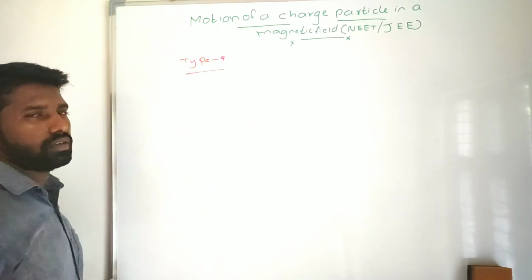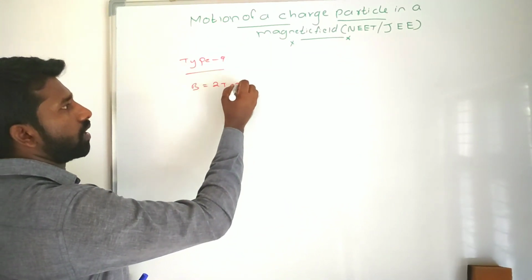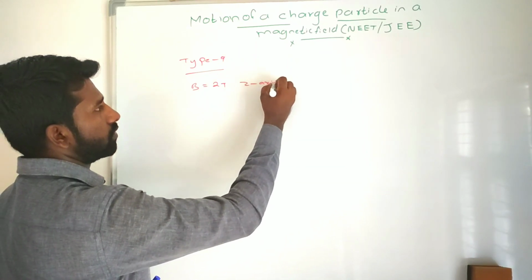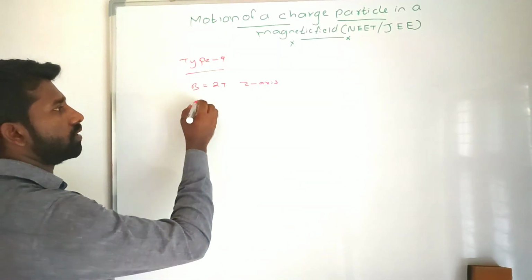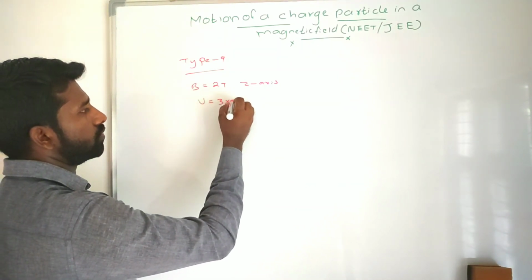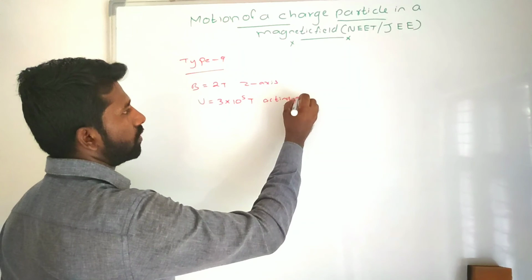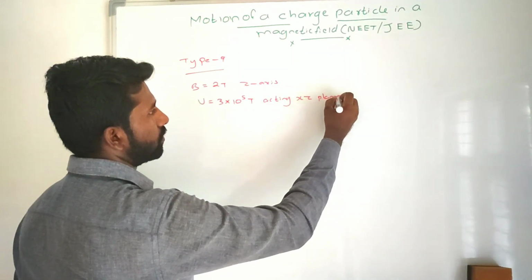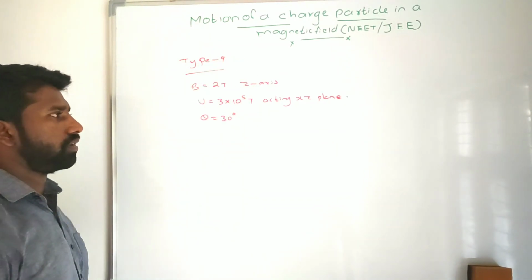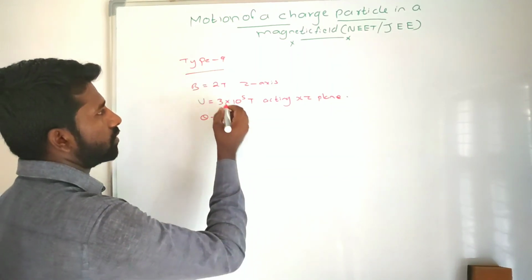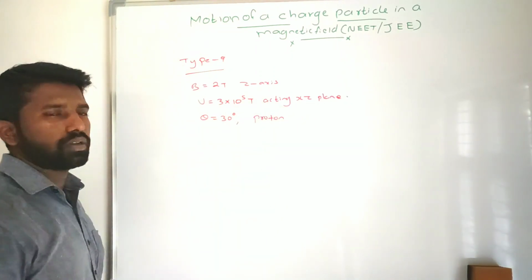Type 9. In this problem they have given us a uniform magnetic field of 2 Tesla acting along the Z axis, and the velocity of 3 into 10 power 5 is moving in the XZ plane, making an angle theta equal to 30 degrees with the magnetic field. The charged particle is a proton. What about the force?